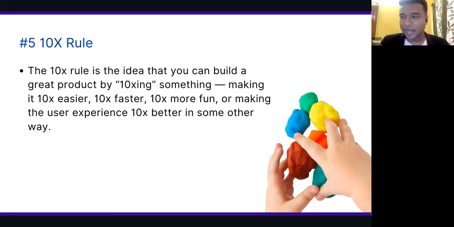But these are very high level concepts. What we should be doing here is coming up with a 10x solution to a very simple problem that you guys are facing today, and then you can make it better. It can be easier, it can be faster, it can be more fun, or making the user experience better. Okay.